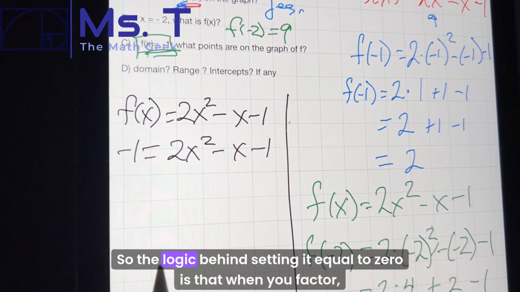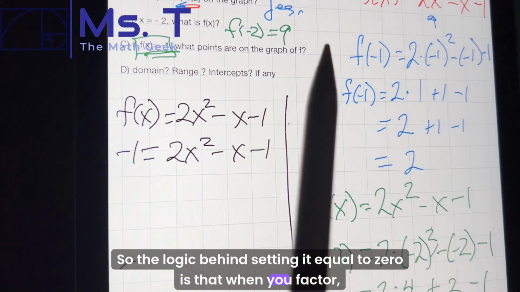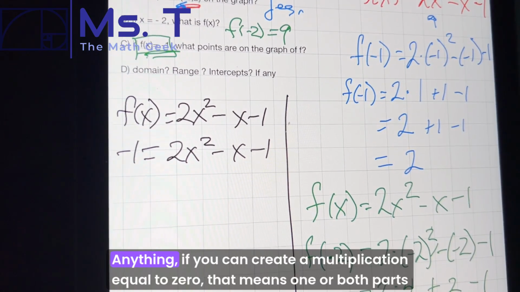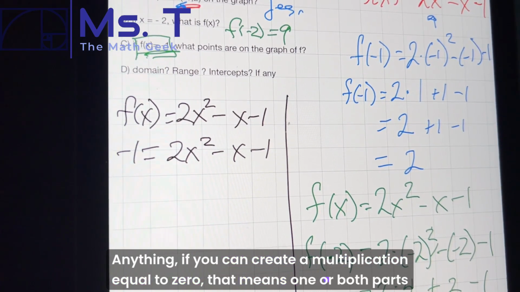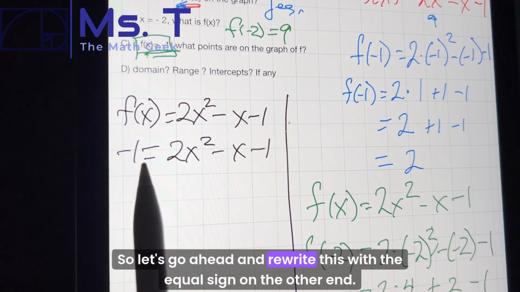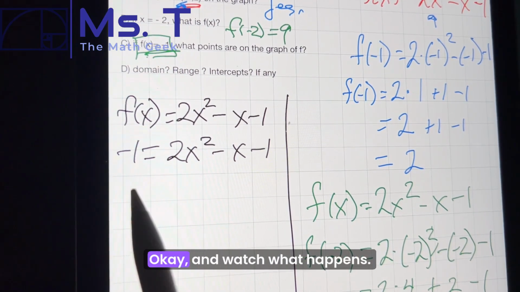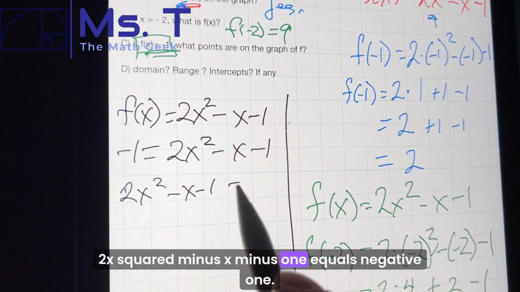Okay, so the logic behind setting it equal to 0 is that when you factor anything, if you can create a multiplication equal to 0, that means one or both parts have to be 0 and it gives you your solutions. So let's go ahead and rewrite this with the equal sign on the other end. Okay, and watch what happens. 2x squared minus x minus 1 equals negative 1.